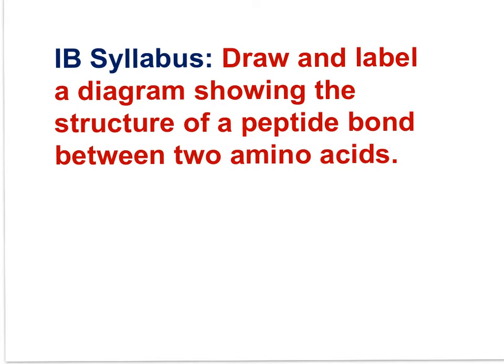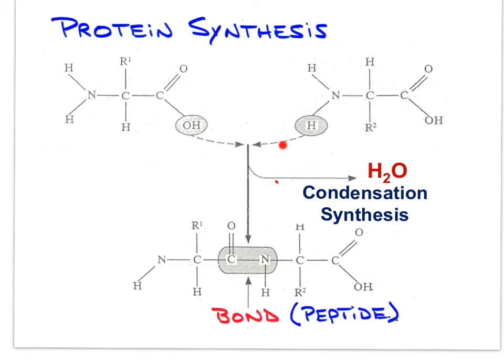And that moves us to an IB syllabus statement that we studied a long time ago. Draw and label a diagram showing the structure of a peptide bond between two amino acids. Here is a diagram showing the formation of a peptide bond between two amino acids. This is condensation synthesis. The bond forms between the carboxyl carbon of this amino acid and the nitrogen of the amino group of this amino acid.